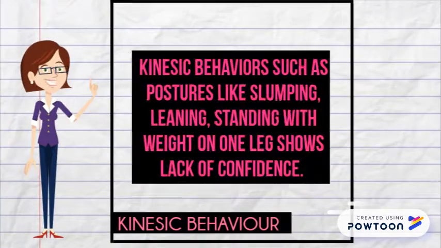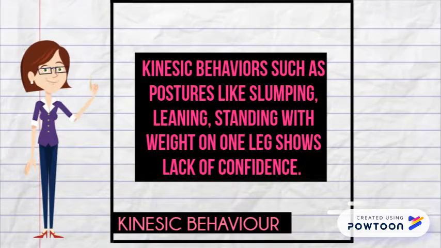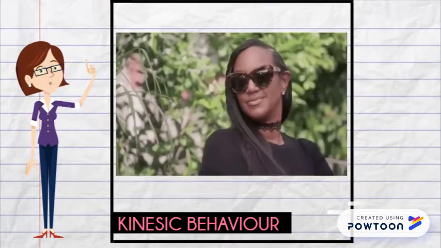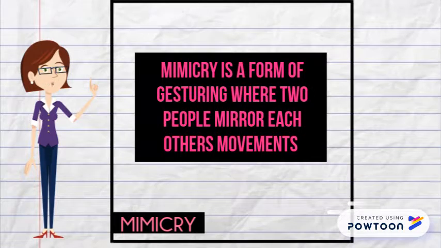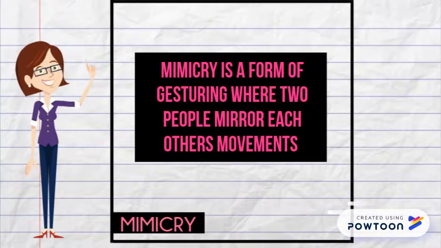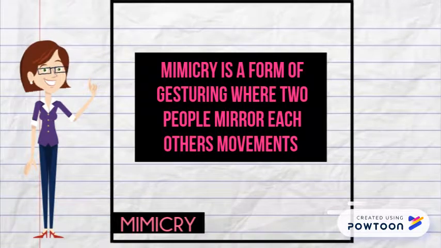Kinesic behaviors are postures or movements that symbolizes our behavior. A good listener indicates that he is paying attention by nodding. Mimicry is a form of gesturing where two people mirror each other's movements. For example, when both people in the conversation smiles and nods.